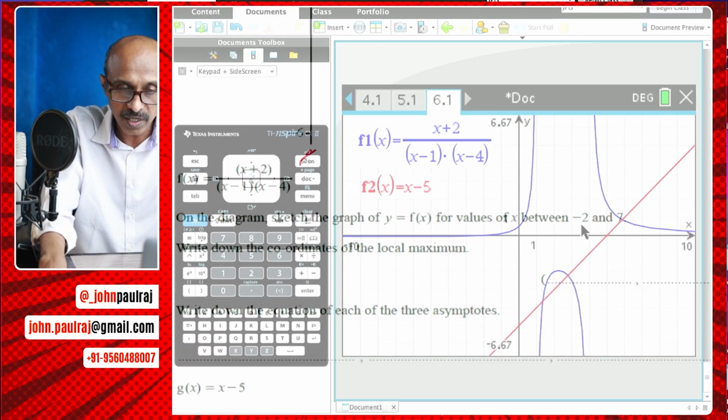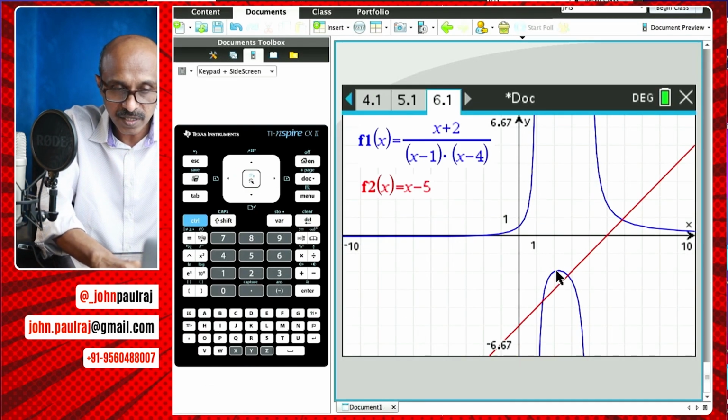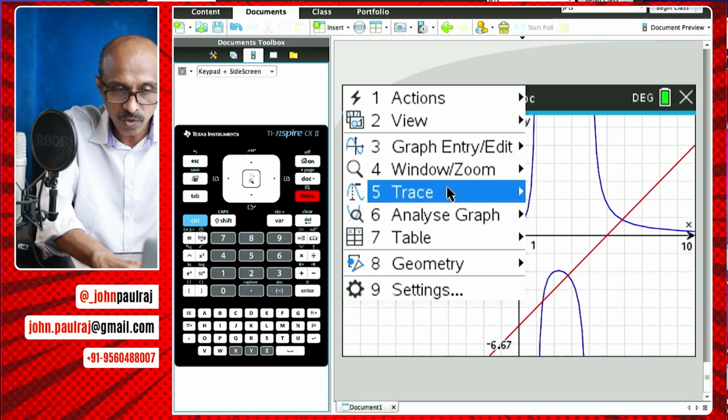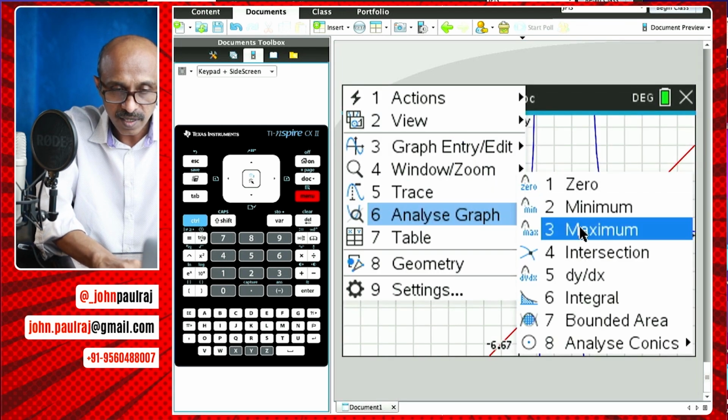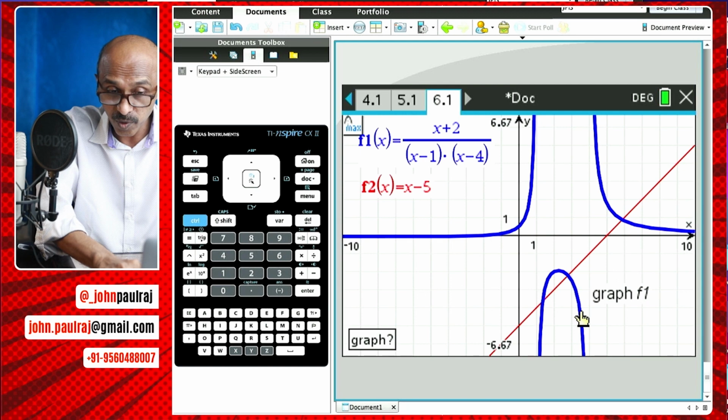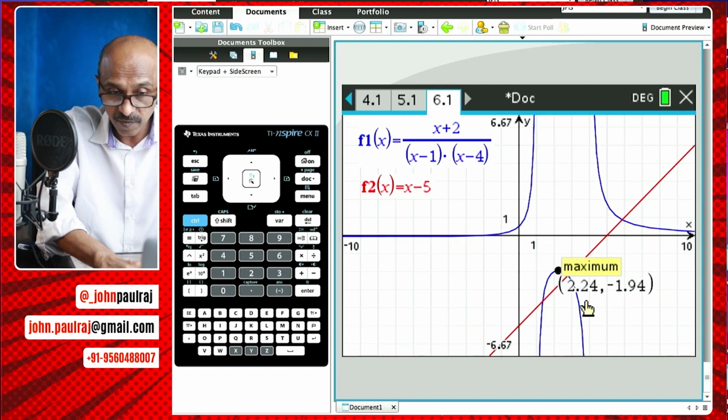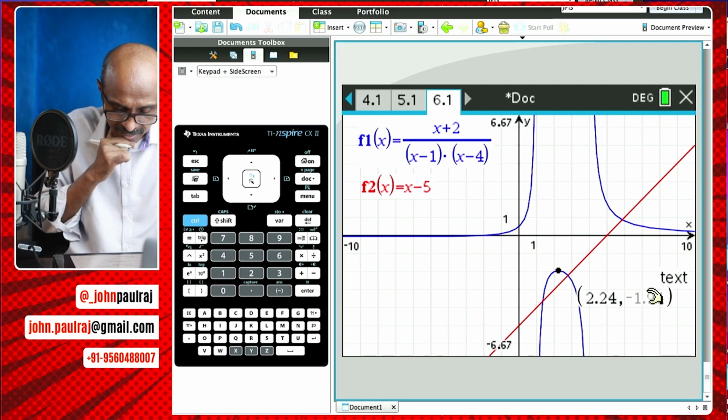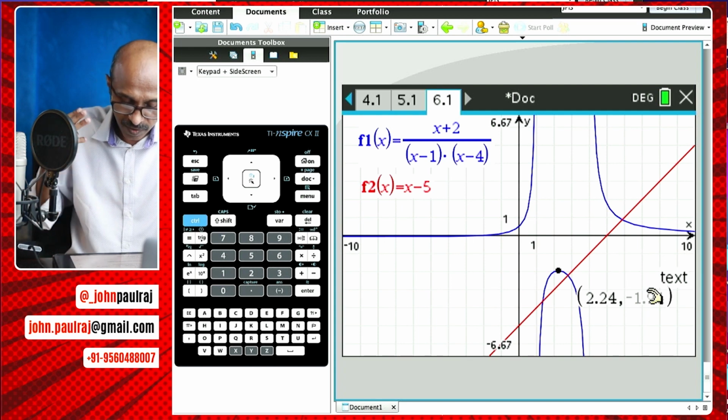Okay, let's just jump to the calculator. This f(x) is that blue graph. So you can just go to Menu, Analyze Graph, Maximum. It's going to ask which graph because you got more than one graph, and you choose that graph. Okay, make sure you choose that graph. So the coordinates can be entered just like that. Then it says write down the equation of each of the 3 asymptotes.